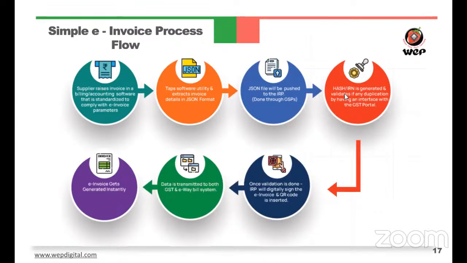You can also have the option of hash IRN and validate for any duplication in the interface with the GSTN portal. Once validation is done, IRP digitally signs the e-invoice and a QR code is inserted into it. Now your data is transmitted to both the GST and e-way bill systems. The e-invoice gets generated instantly through our portal.